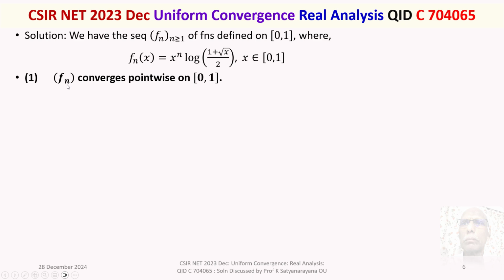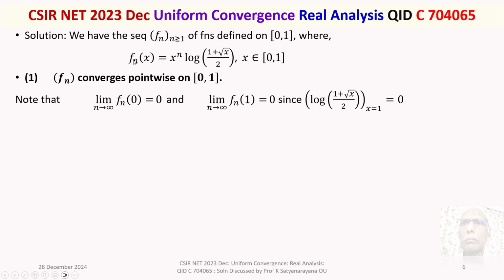Option 1. The sequence Fn converges pointwise on 0 to 1. Note that in Fn(x), substitute 0 for x. So Fn(0) will be 0 for all n. Therefore, the limit as n tends to infinity of Fn(0) is 0. If you substitute 1 for x, then Fn(1) is also 0. Therefore, the limit as n tends to infinity of Fn(1) is 0. So, at 0 and 1, it converges pointwise to the 0 function.